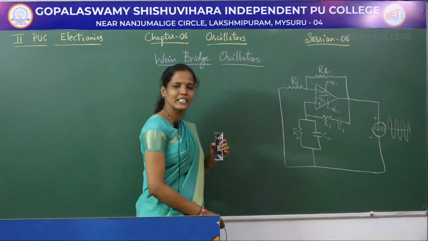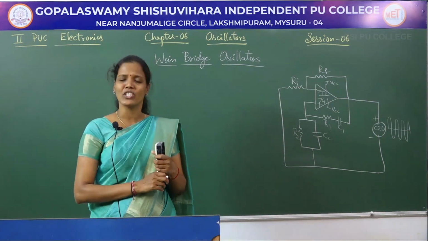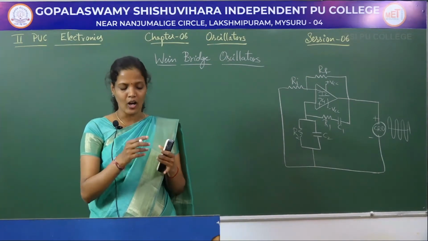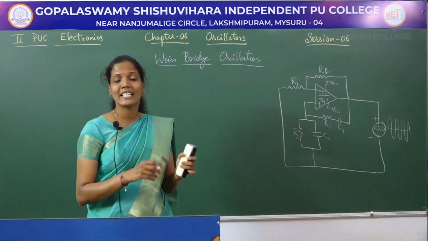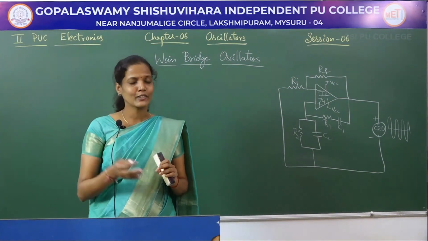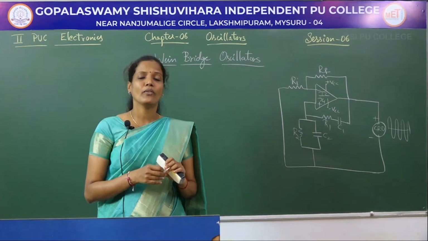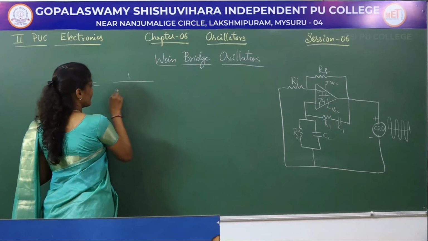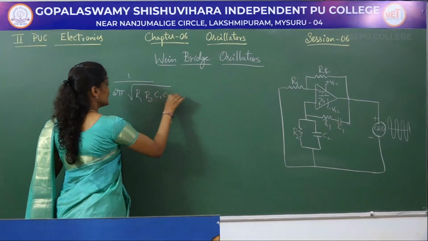Here one of the important criteria in order to generate the oscillations is that the phase angle must be equal to 0 degree or 360 degree. So this 0 degree criteria will be obtained when the bridge is at resonance. Only when the bridge is at resonance, the total phase angle in the circuit will be equal to 0 degree, and the frequency of the signal at resonance will be f equal to 1 divided by 2 pi root R1 R2 C1 C2.